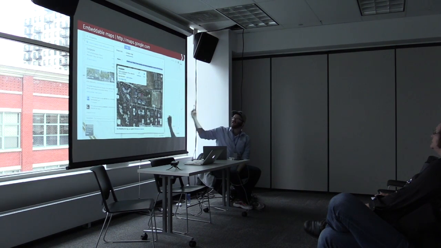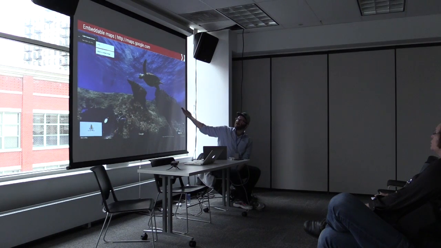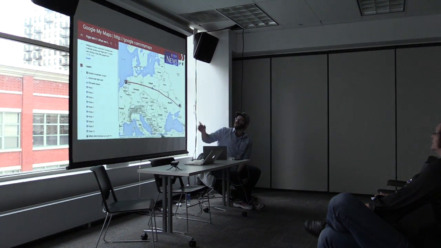So what this allows you to do is easily make a little map like this. This used to be hard. It was dumb. You can even have embeddable maps underwater, because why not? They're Google. This is an example of something that was used in Google My Maps.